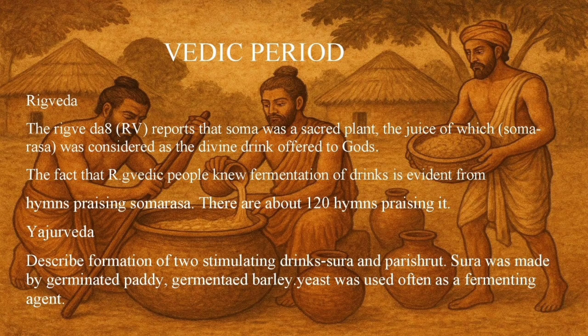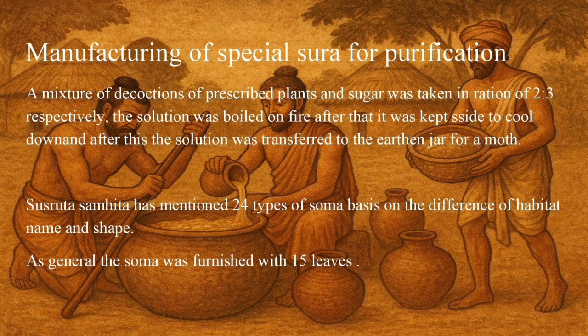The next is Yajurveda, which described formation of two stimulating drinks, Sura and Parishrut. Sura was made by germinated paddy and germinated barley. Yeast was often used as a fermenting agent. The next topic is manufacturing of special Sura for purification. A mixture of decoctions of prescribed plants and sugar was taken in the ratio of 2:3 respectively. The solution was boiled on fire. After that, it was kept aside to cool down, and then the solution was transferred to an earthen jar for a month.